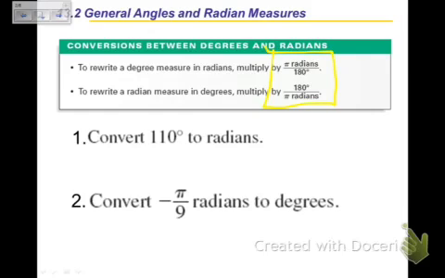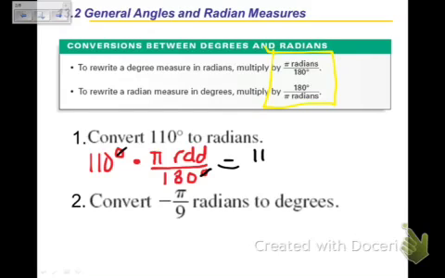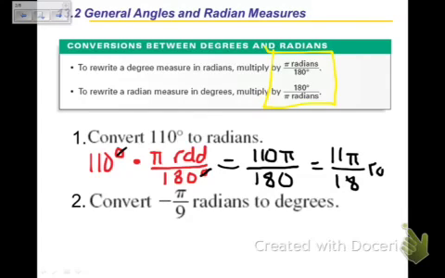If I'm going from 110 degrees to radians, I'm going from degrees, so I'm going to go 110 degrees and multiply that by pi radians over 180 degrees. Well, what happens is the degrees on top and the degrees on bottom cancel out. You're just left with radians. So I multiply straight across, 110 pi, and we can just leave pi in our answer for radians, over 180. I'm going to simplify that to 11 pi over 18 as a 10 comes out, so 11 pi over 18 radians is my answer. And when we're in radians, we can just leave it like that.